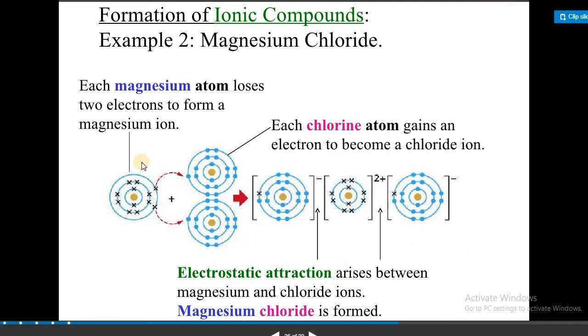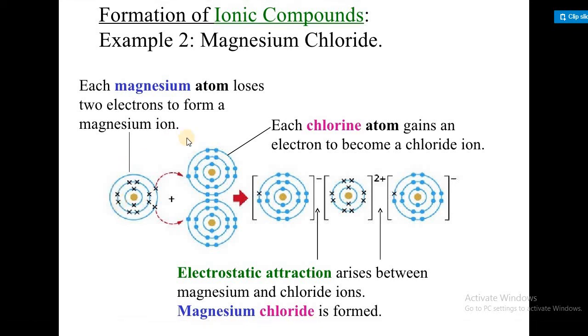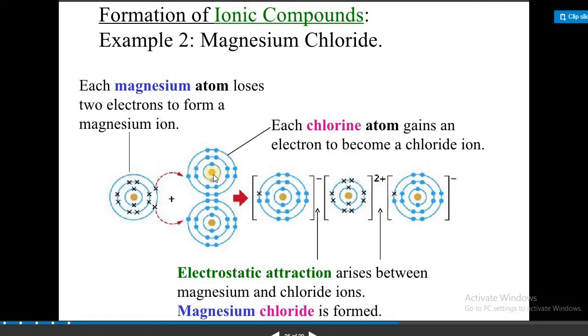Okay, another example we are going to discuss is the formation of magnesium chloride. Why have I chosen this example? Because here we are having one atom of cation and two atoms of anion. So if cation is 1 and anions are 2, we are going to draw it twice. Because we know that chlorine needs 1 electron. So 2 chloride ions will be formed when magnesium will lose its 2 electrons to 2 chlorine atoms.